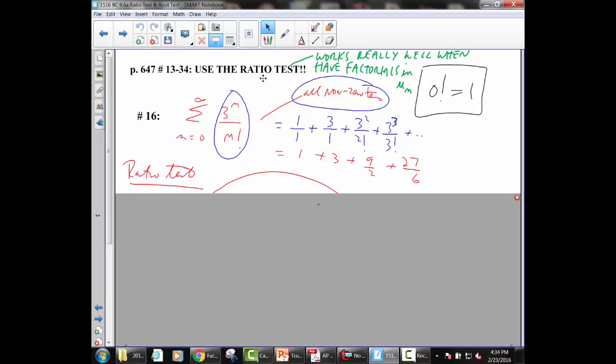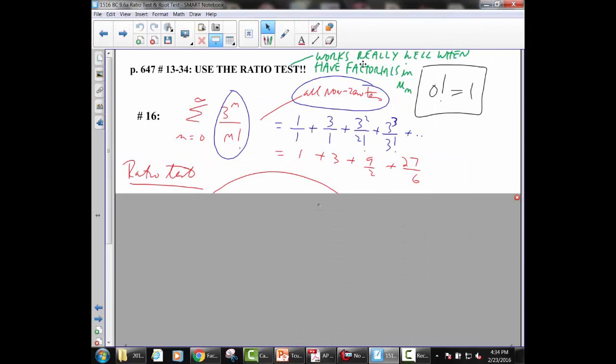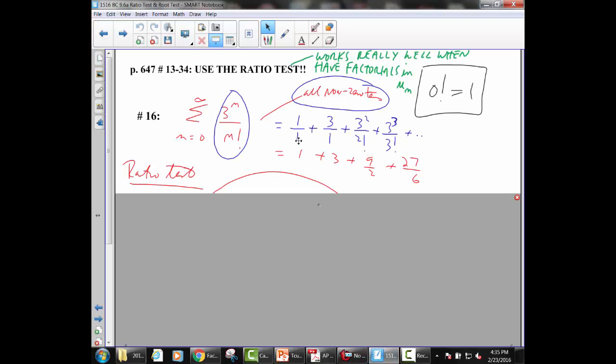Okay, so in numbers 13 through 34, if you just look at these questions, it says use the ratio test to determine the convergence or divergence of the series. Now, I can tell you right now that the ratio test works very well when you have factorials in your un. I'm going to guess that a lot of the questions have factorials. Notice number 14, 15, 16, 23, 27, 28, 30 all have factorials in them. So that's very common with the ratio test.